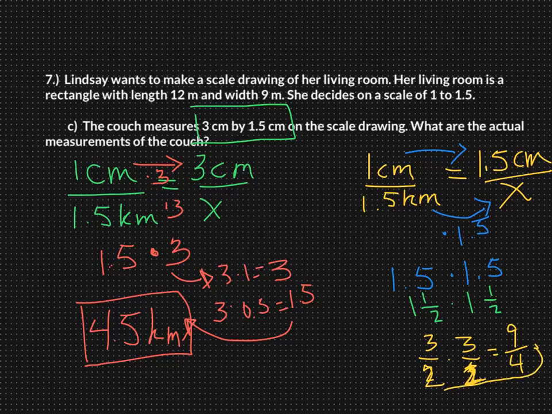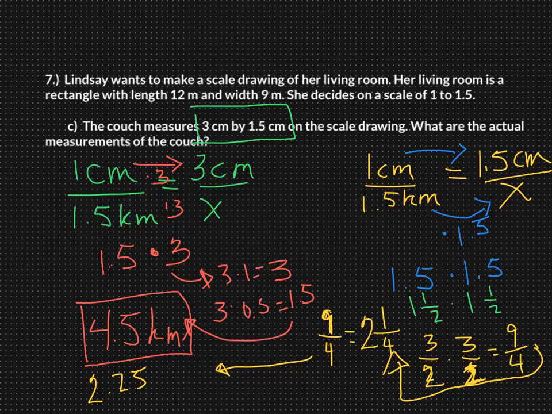So that is going to come over here where I have room. That is going to equal 9 over 4, which is equal to, 4 goes into 9 2 times with 1 left over, 2 1/4. If I prefer for that to be in decimal form, it would be 2.25 kilometers. And there's my 2 measurements for the couch.